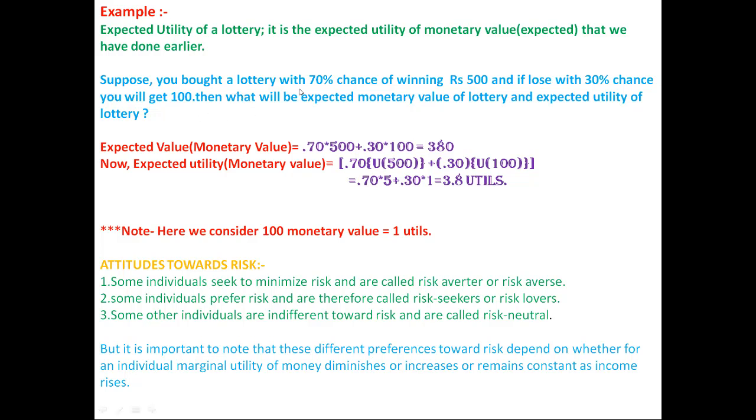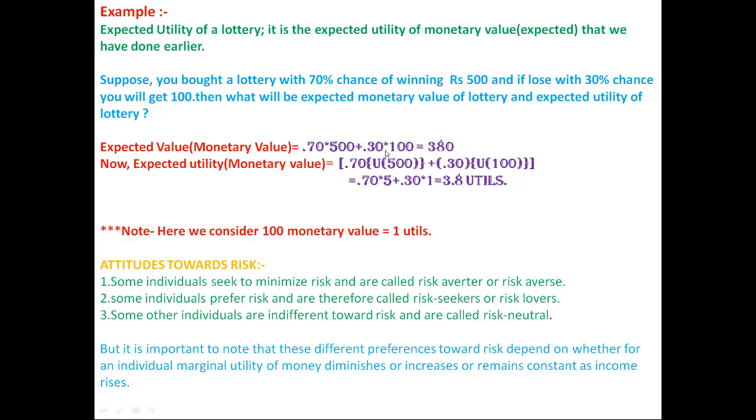Suppose you bought a lottery with 70% chance of winning 5000 and losing with 30%. If we multiply it with the probability terms, we get 380. This is the expected value.